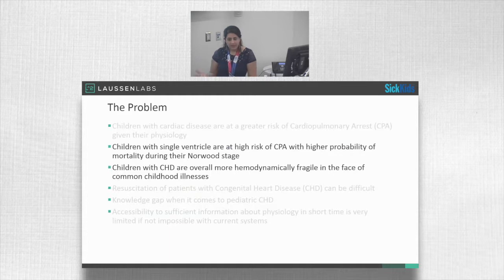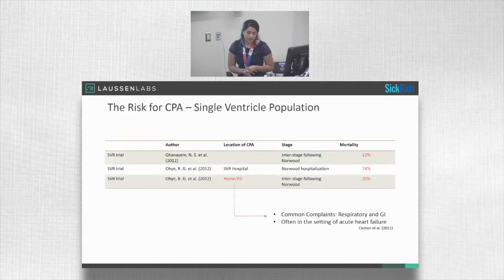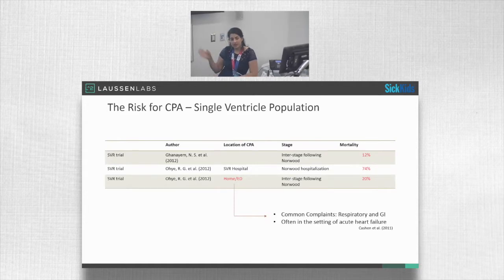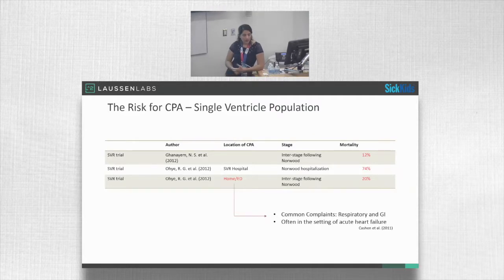In fact, these kids overall are more hemodynamically unstable and deteriorate more easily in the face of common childhood illnesses. We know this based on some of the data from the SVR trials showing that kids in their interstage phase following their Norwood procedure have a 12% mortality rate, and that kids who are already in a single ventricle hospital with Norwood physiology following that surgery have a 74% chance of mortality while they're still in hospital, which is a huge percentage.